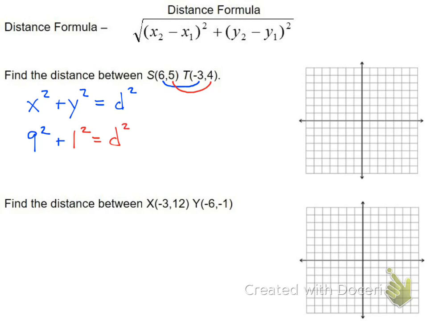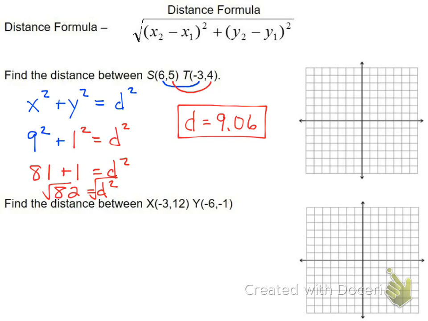So what I can do is 9 squared is 81. 1 squared is 1 is equal to d squared. So I get 82 is equal to d squared, and then I can take the square root of both sides. When I do that, take the square root of 82, I get d is equal to 9.06.